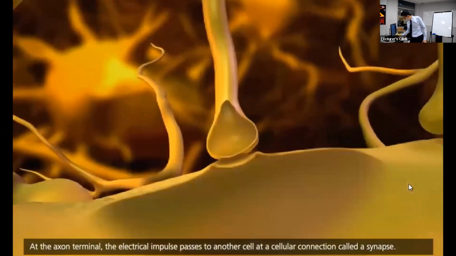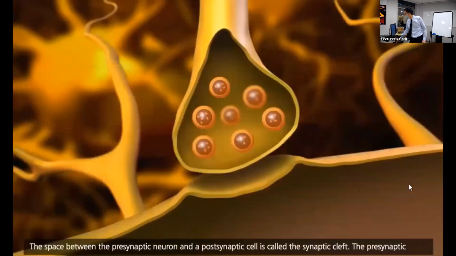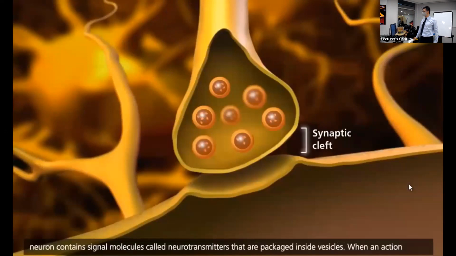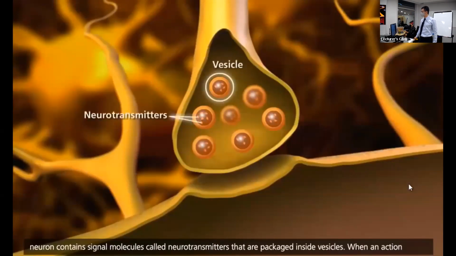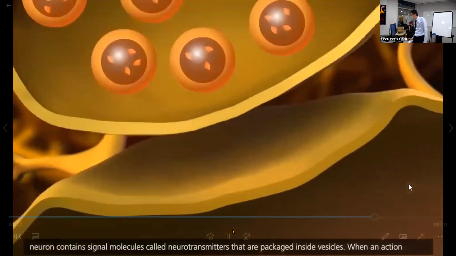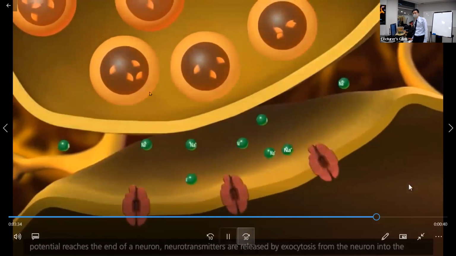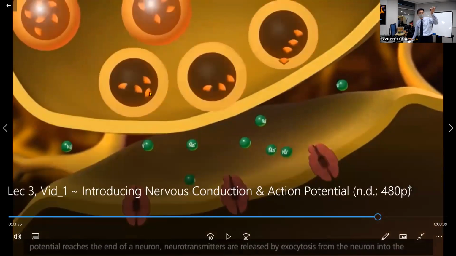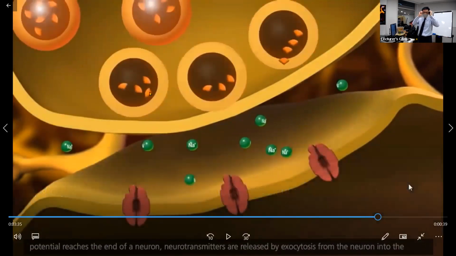The space between the presynaptic neuron and a postsynaptic cell is called the synaptic cleft. The presynaptic neuron contains signal molecules called neurotransmitters that are packaged inside vesicles. When an action potential reaches the end of the axon, the so-called vesicles are just bubbles made in your cell body. Just now up there, right, that bulge, everything is manufactured there. They have various structures to produce all these chemicals, bubbles, as vehicles.